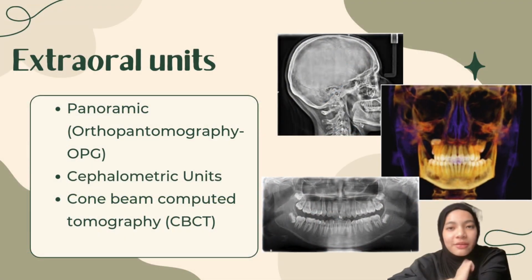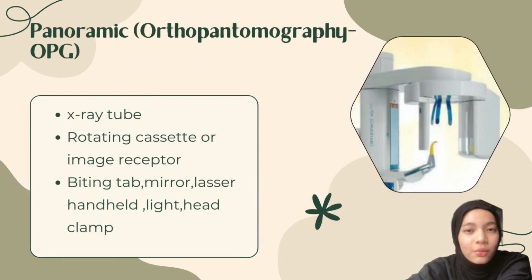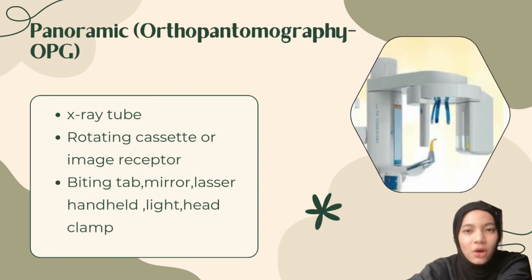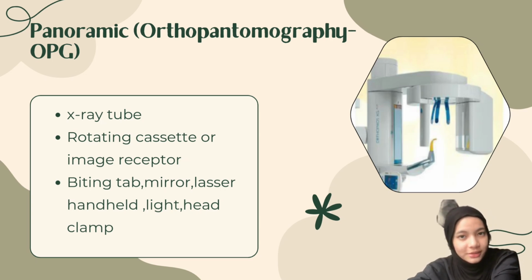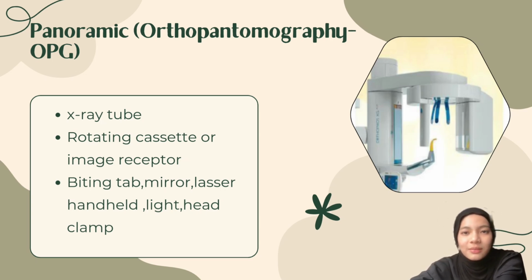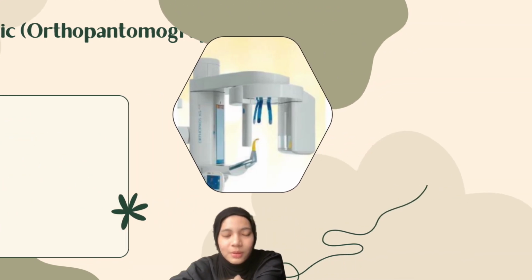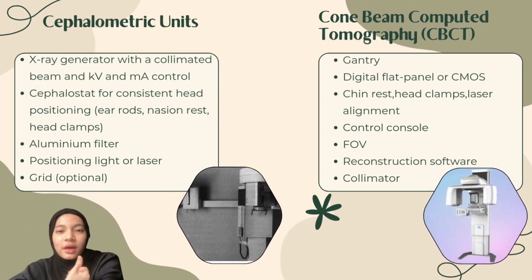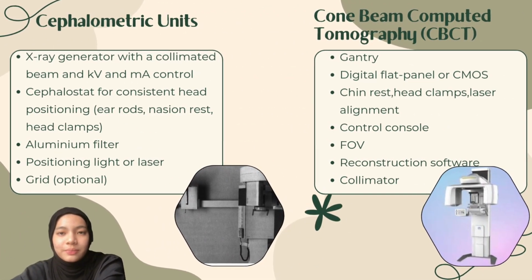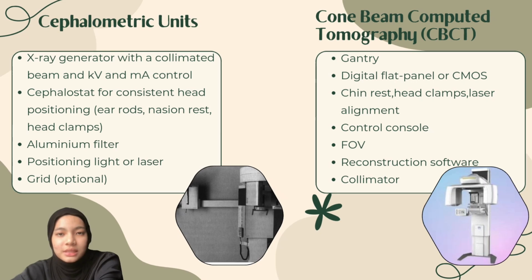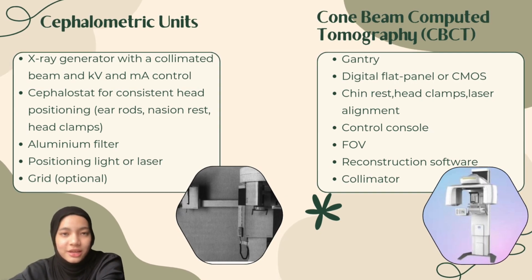There are three main types of modalities, which are OPG, cephalometric unit, and panoramic radiographic. OPG provides a comprehensive image of the dental arches using an X-ray tube, rotating image receptor, biting tabs, and head clamps for proper positioning. Cephalometric units feature an X-ray generator with a collimated beam, cephalostat, aluminium filter, and optional grid to minimize scattered radiation.